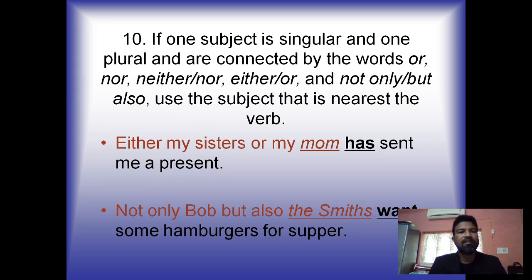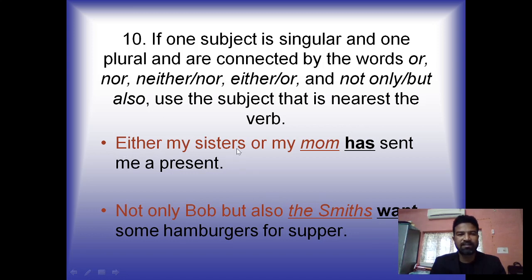If one subject is singular and one plural and are connected by words like or, nor, neither nor, either or, not only but also, use the subject that is nearest to the verb. Remember, read this rule once again. If one subject is singular and one plural and are connected by these words, remember there are two subjects.